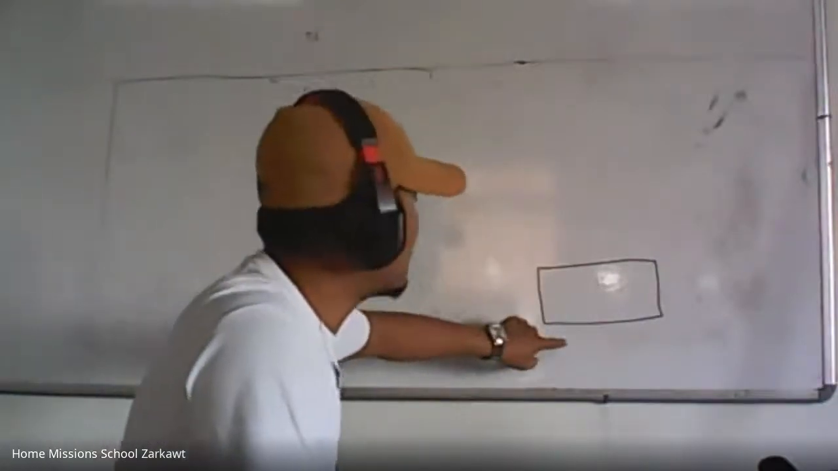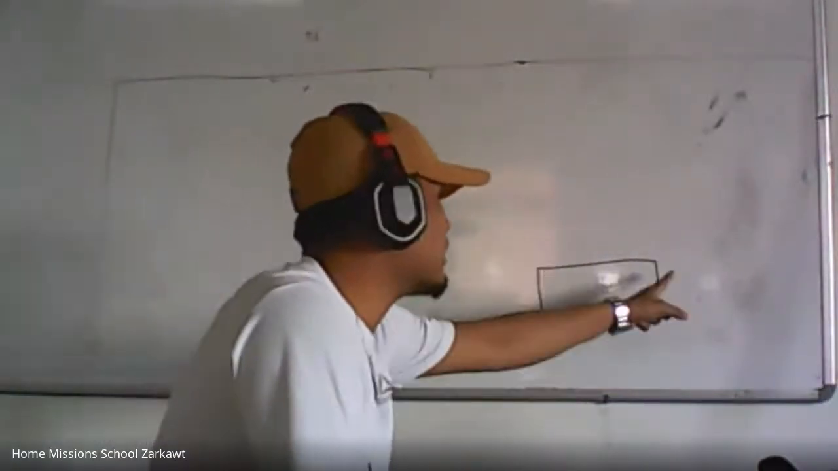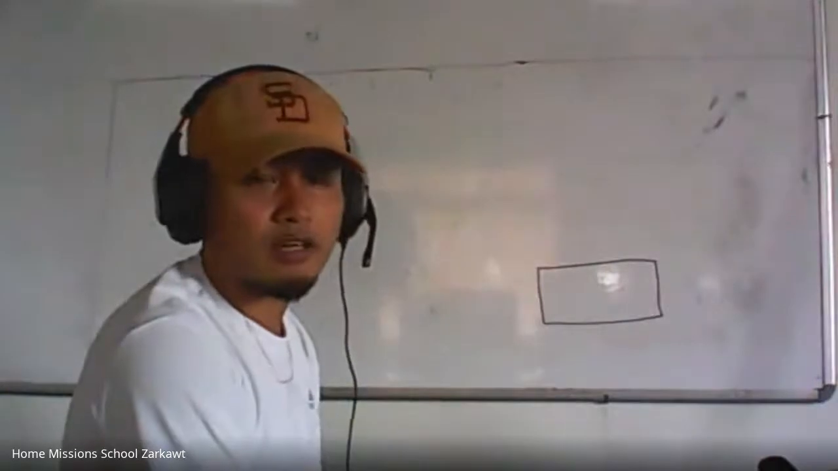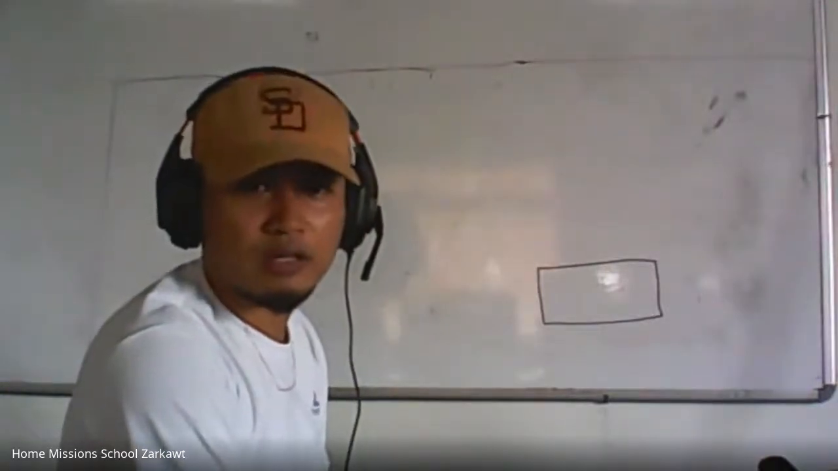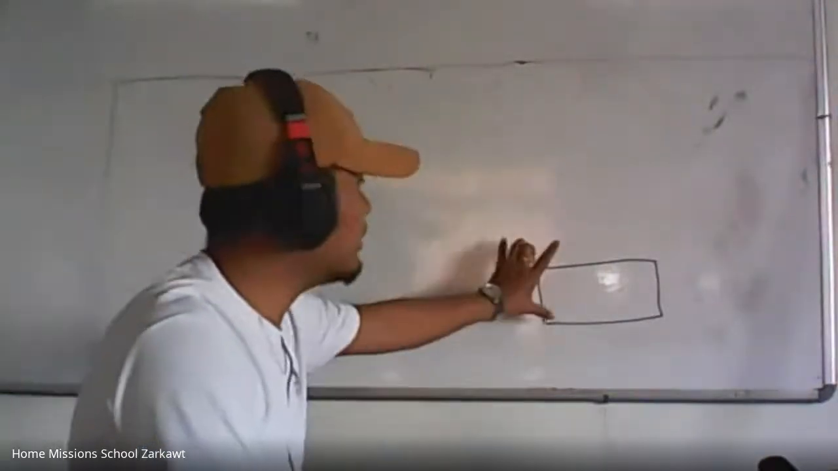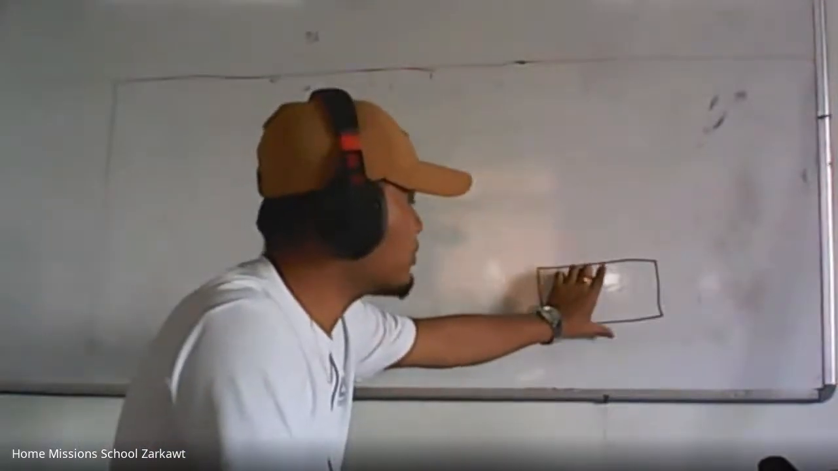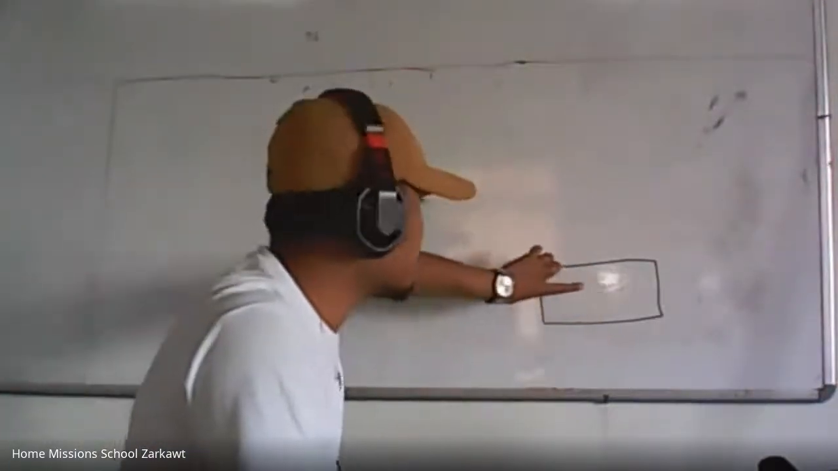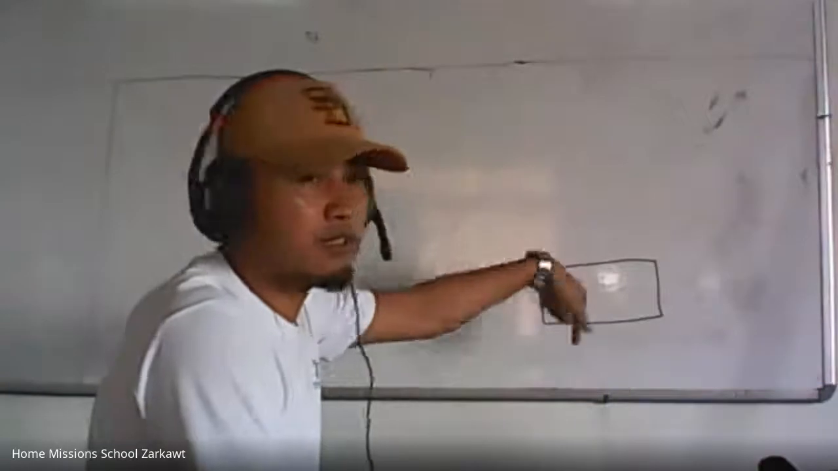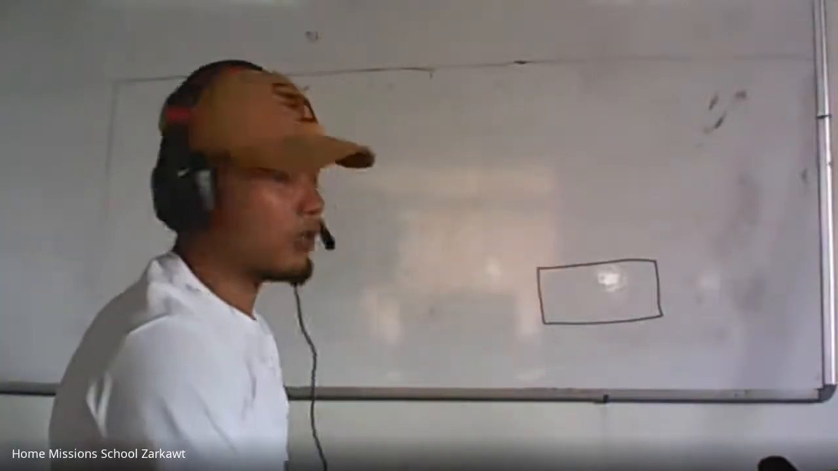The pool is a rectangle, with perimeter 254 meters. Draw the rectangle: the face, the side, and the opposite side. Take the perimeter. So what? How?